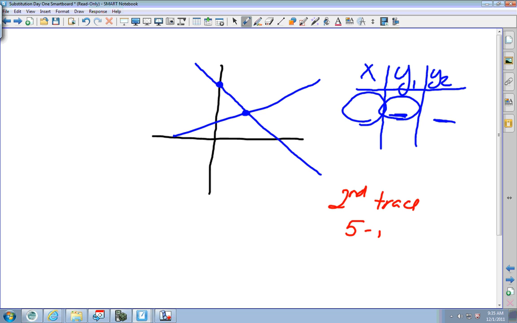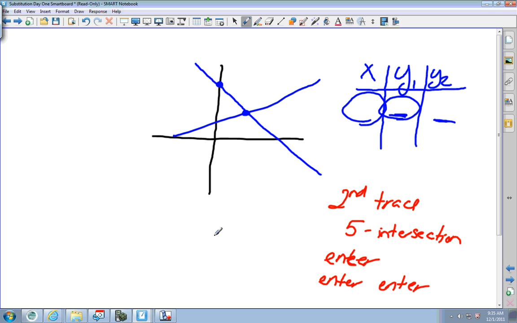The other way we did that, after we put them into y1 and y2, was we pressed second, trace, 5 for the intersection, and made them graph, and then we pressed enter 3 times. Okay, that's the way that we learned how to do it first.